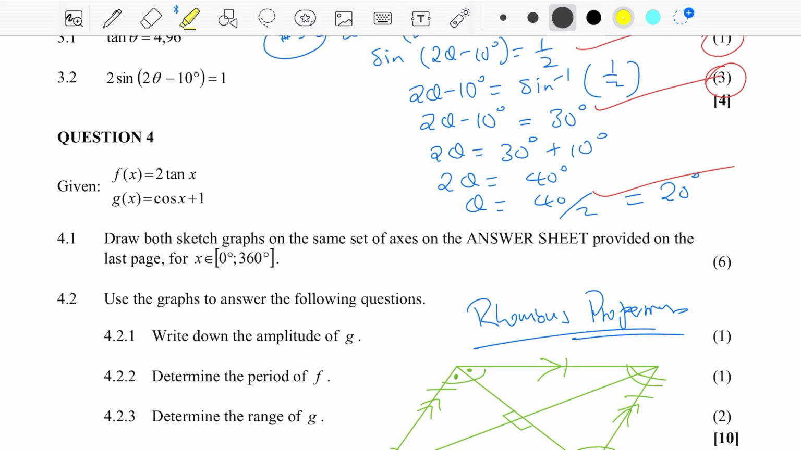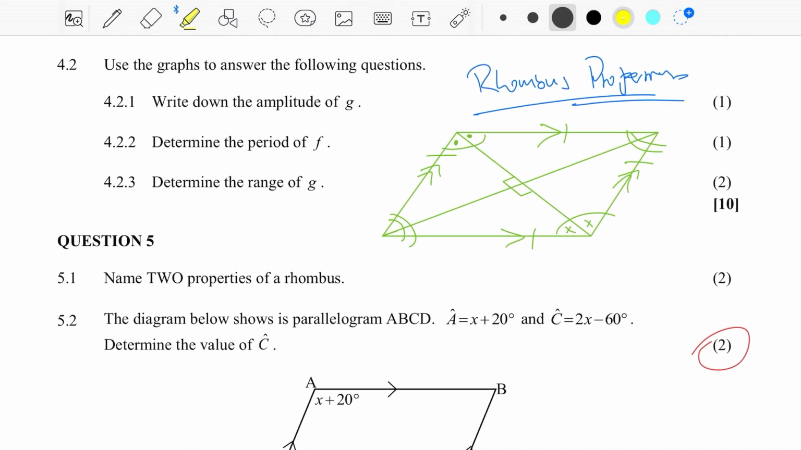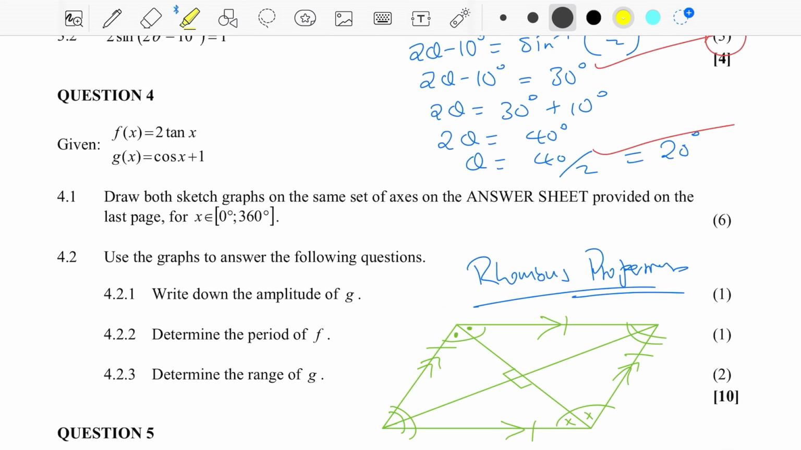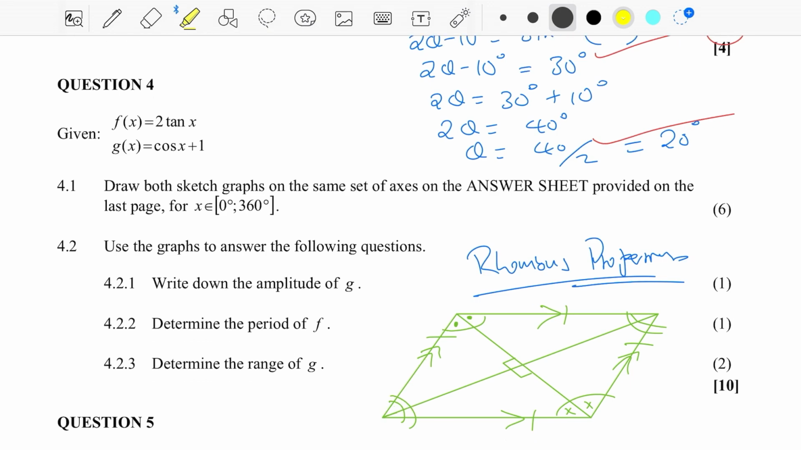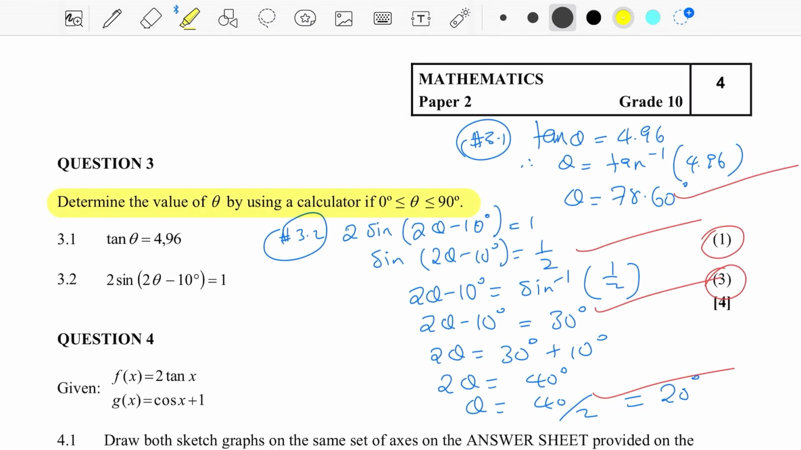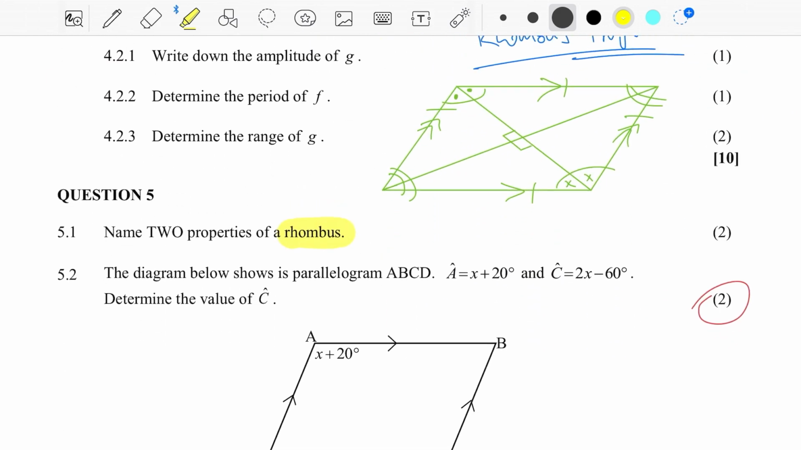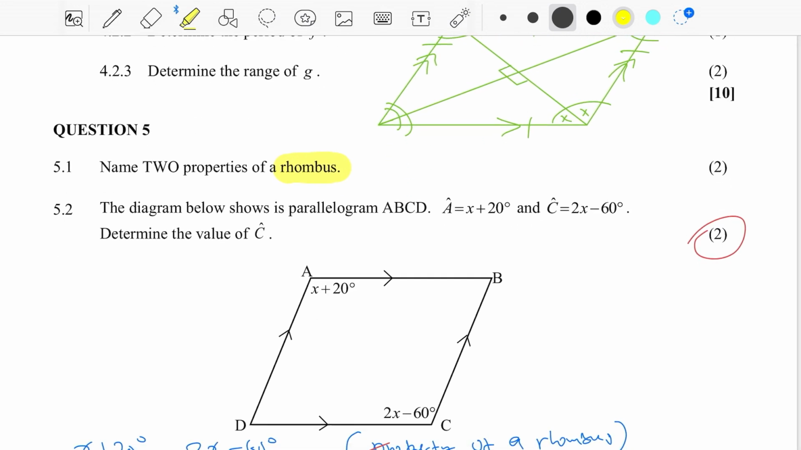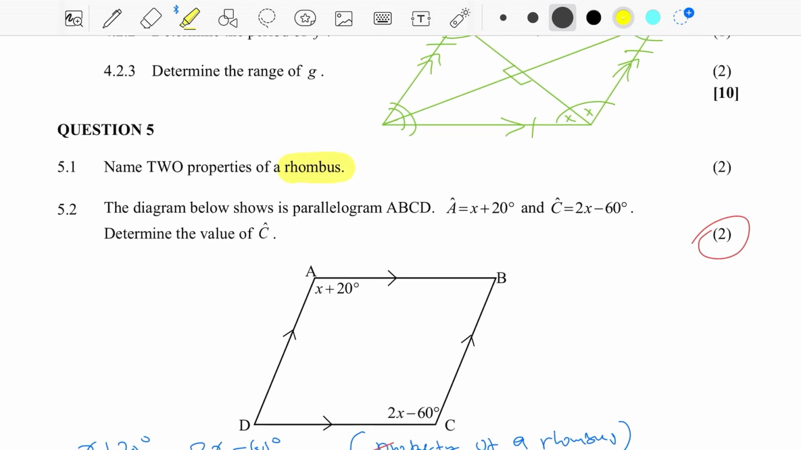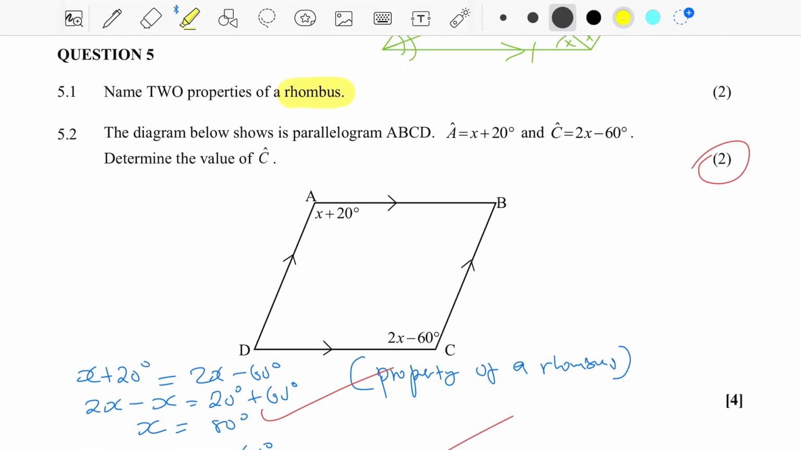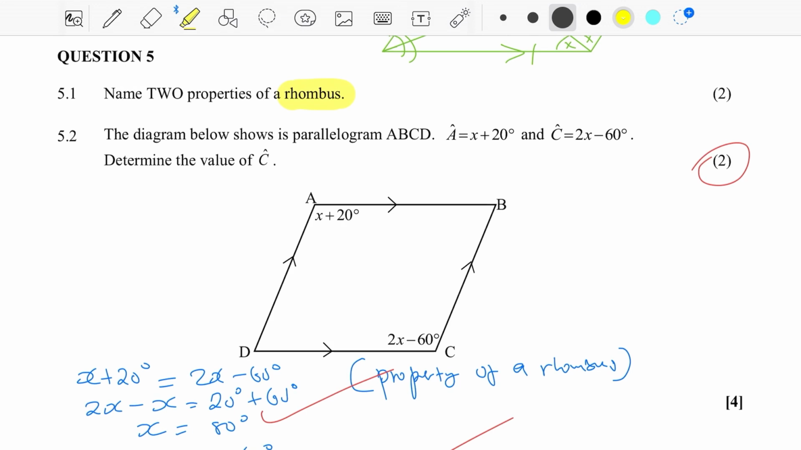Then we're not going to be doing question 4, but we're going to jump to question 5. Question 4 deserves its own video, but I'm able to combine question 3 and question 5. Question 5 is basically about rhombus. So you're going to learn a lot about the properties of a rhombus and how to apply those properties to essentially answer a question like this.